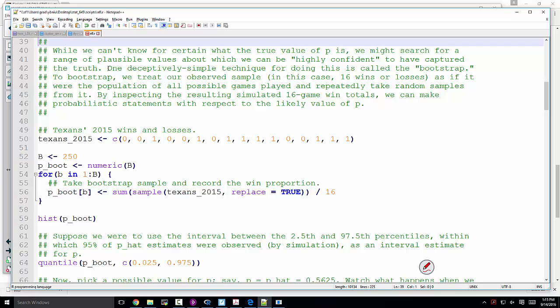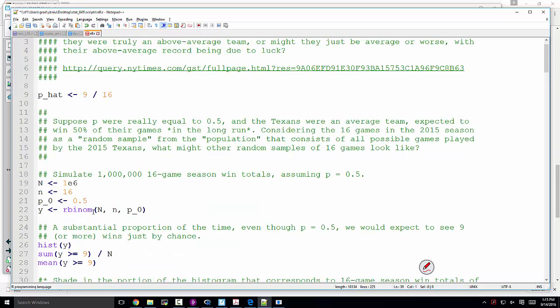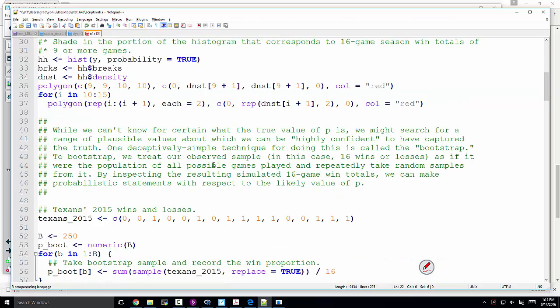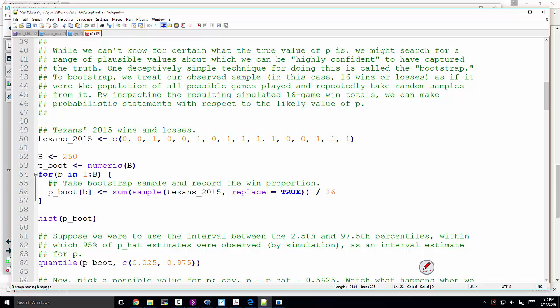So I haven't shown you the bootstrap yet. We didn't need the bootstrap up here because we know the distribution of our data in this example. We're doing binomial stuff, 16 success-fail trials. So the distributions that we need are binomial distributions, which we can just access directly. So what we're going to do now is pretend that we didn't know that. What would we do if we didn't have the capability to directly sample from this distribution? This is where the bootstrap comes in.